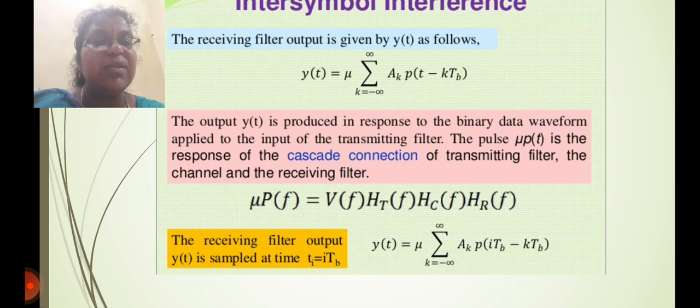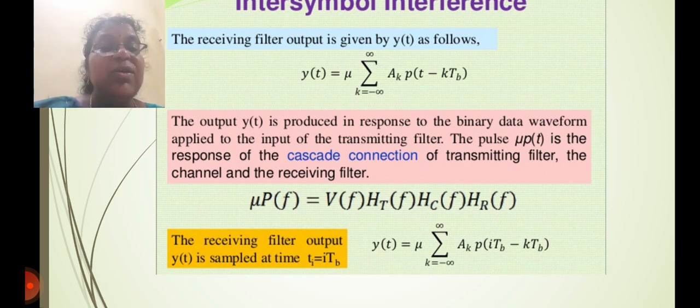Therefore, its frequency response μP(f) is equal to V(f) H_T(f) H_C(f) H_R(f), where V(f) is the transfer function of the pulse generator, H_T(f) the transmitting filter transfer function, H_C(f) the transfer function of the channel, and H_R(f) the transfer function of the receiving filter. So the receiving filter output y(t) is sampled at time t = iT_b.